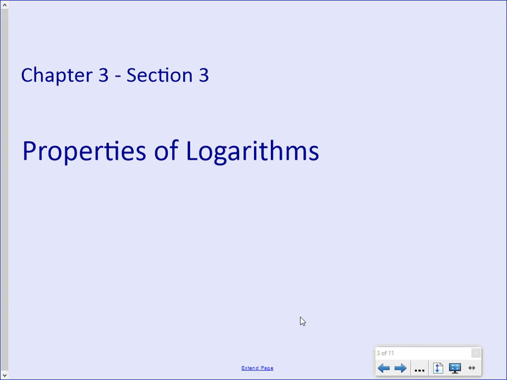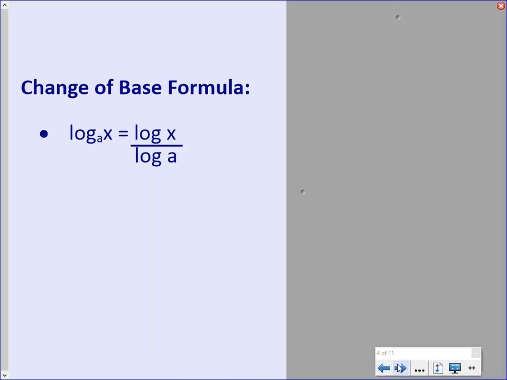So we're going to start with something called the change of base formula, which is something that you studied last year. And go ahead and copy this down into your notes. The change of base formula allows you to evaluate any logarithm in your calculator. And it looks like log base a of x equals log of x over log of a. When I work with this formula, I always remember that the base number is in the bottom.